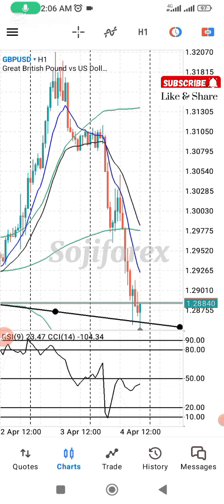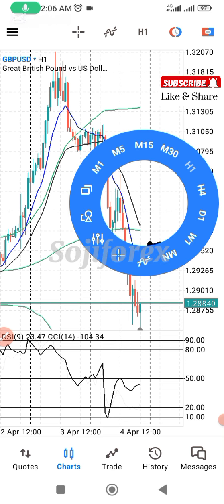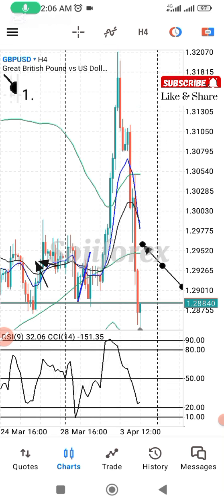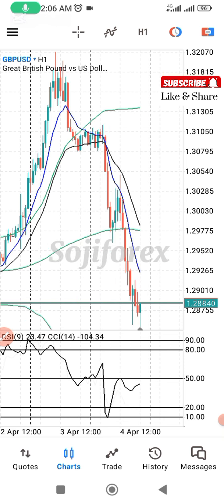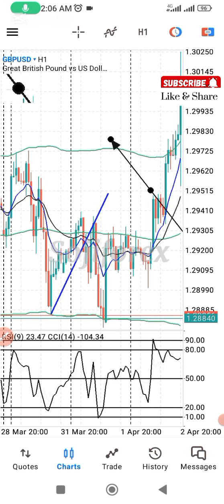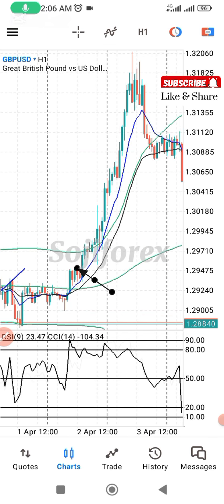So let's go on. This is a 1 hour time frame. We are using 1 hour in this scenario to determine the trend of the market. So now we have established our trend.